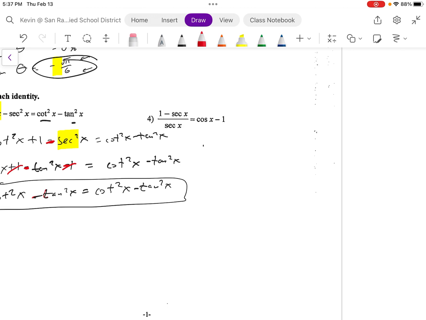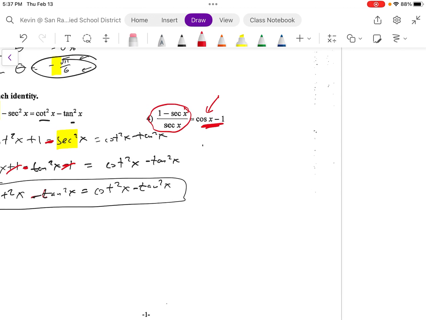Okay, so I'm going to consider this the more complex side. So I'm going to make it look like this side. And on this side, I have it in terms of cosine. And so I'm going to turn all the secants in terms of cosine. So I'm going to rewrite this whole thing to be 1 minus 1 over cosine x over 1 minus cosine x equals cosine x minus 1.